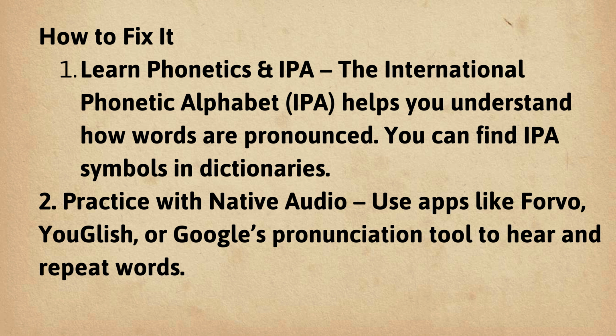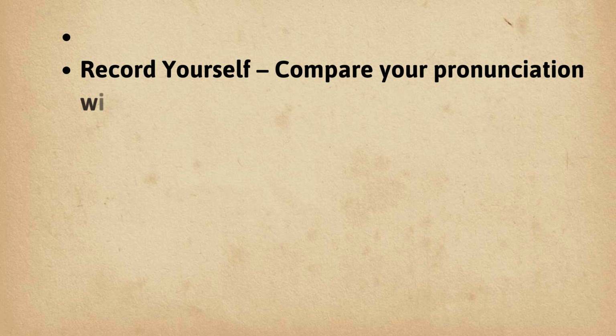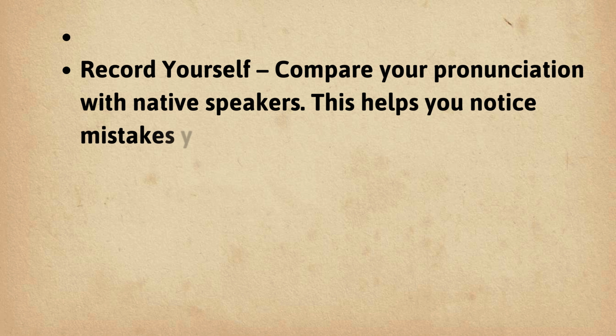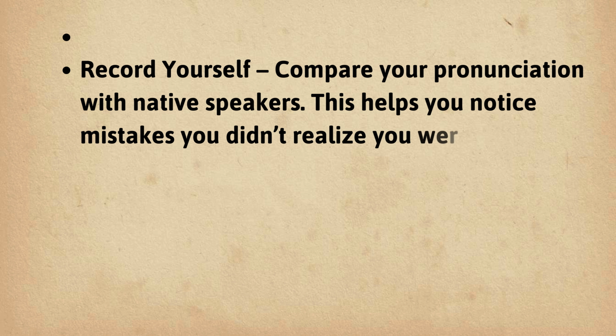You can find IPA symbols in dictionaries. Practice with native audio. Use apps like Forvo, Youglish, or Google's pronunciation tool to hear and repeat words. Record yourself. Compare your pronunciation with native speakers. This helps you notice mistakes you didn't realize you were making.